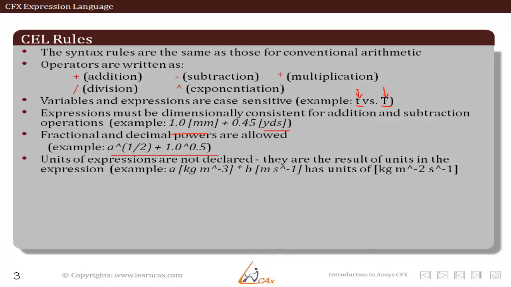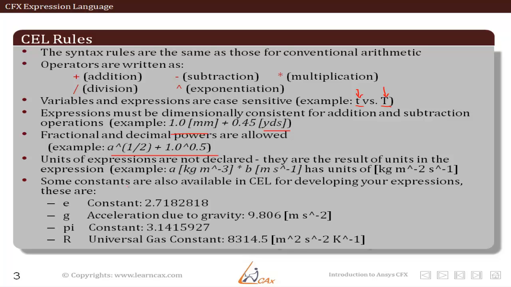Units of expressions are not declared. They are results of the units in the expression. Whatever expression you have written, the resultant units will be assigned to the expression. Some constants are readily available for use. The E constant is available, you can directly use E. You can use G, that is acceleration due to gravity. Pi is a constant that is available, and the universal gas constant is also available.